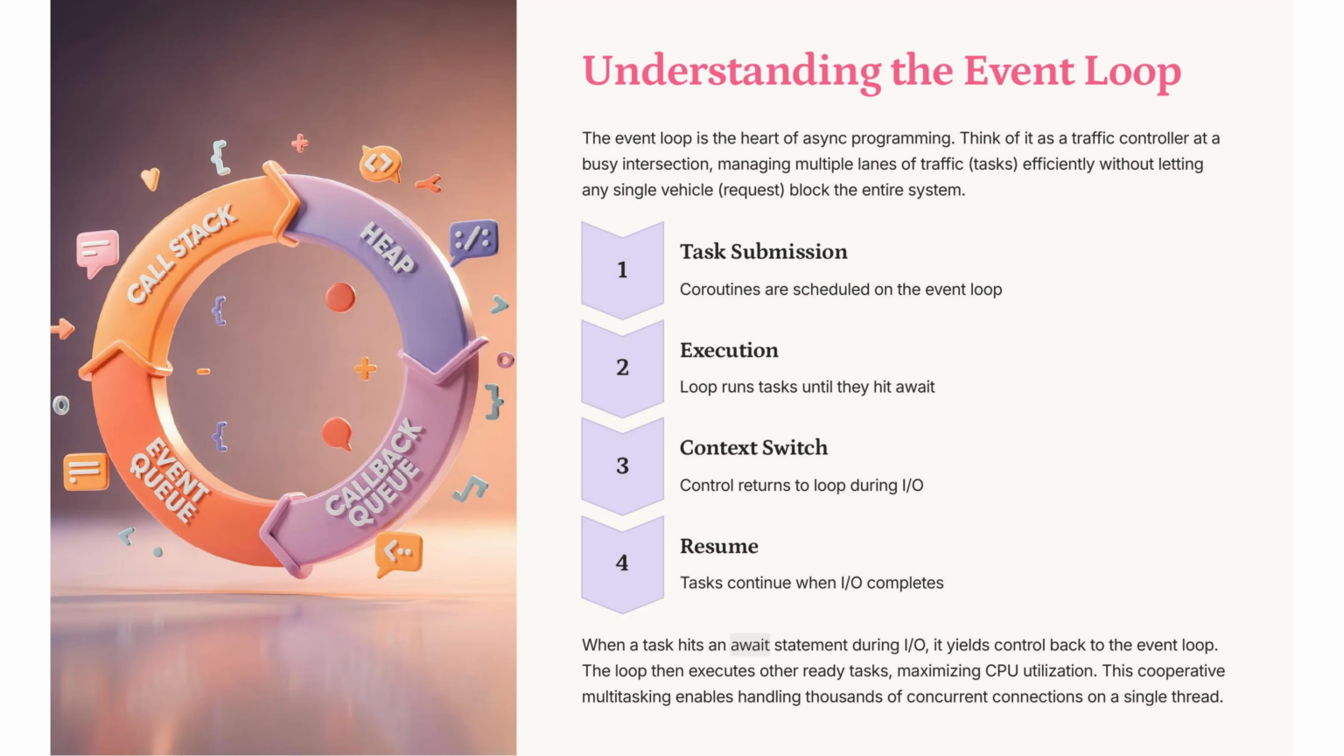The event loop is central to async programming, acting like a traffic controller. It schedules coroutines, runs tasks until they hit a wait, and switches context during input-output. When input-output completes, tasks resume. This cooperative multitasking maximizes central processing unit utilization, allowing thousands of concurrent connections on a single thread efficiently.